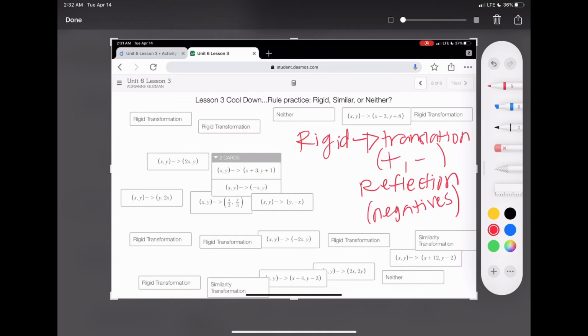Okay. But here's the thing you need to be careful with: just because there's a negative doesn't automatically mean it's a reflection. I think it could only be in front of one letter. When you have your rule, your x and your y, it can't be in front of both. It needs to be one or the other. All right.